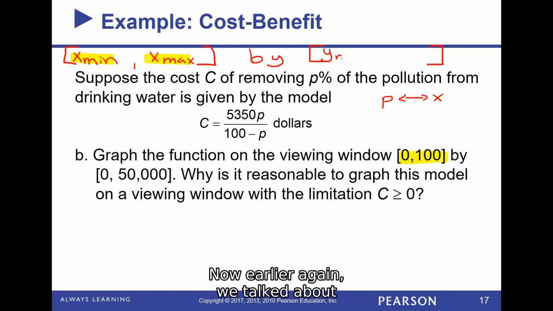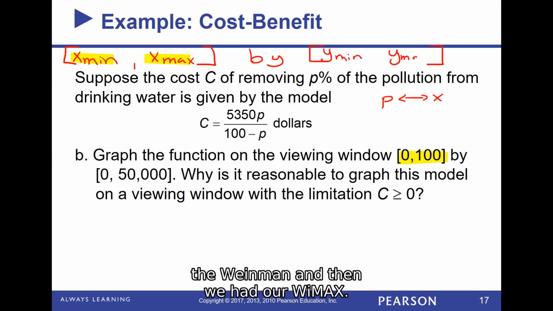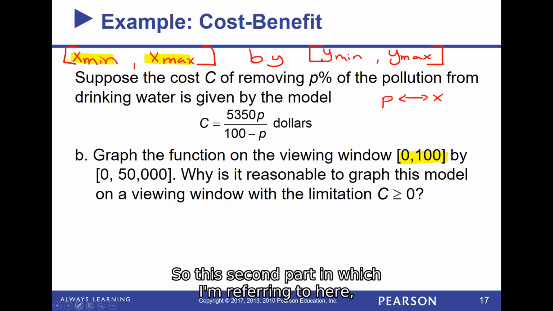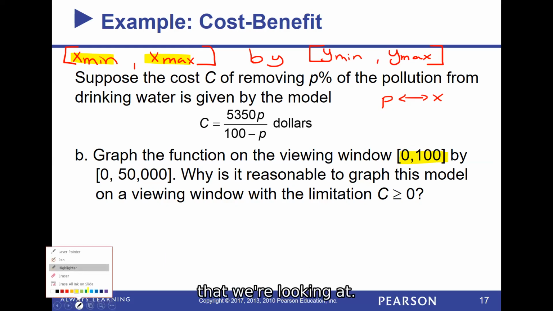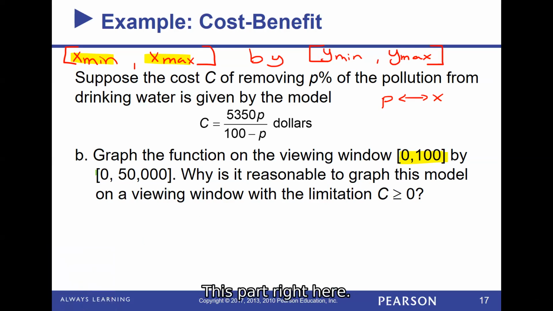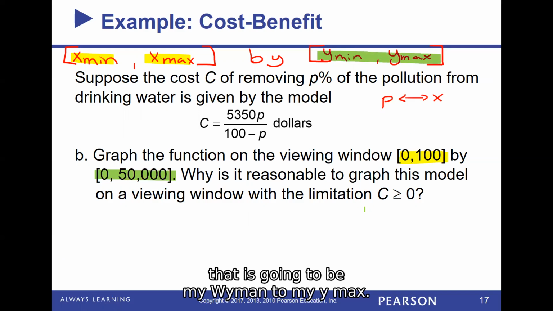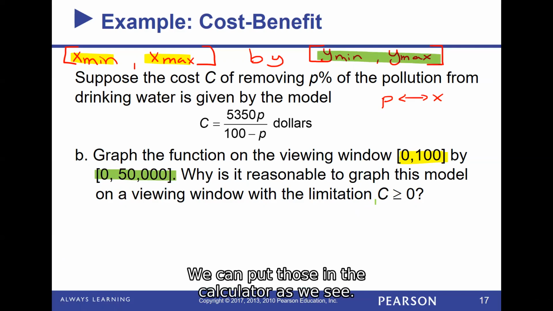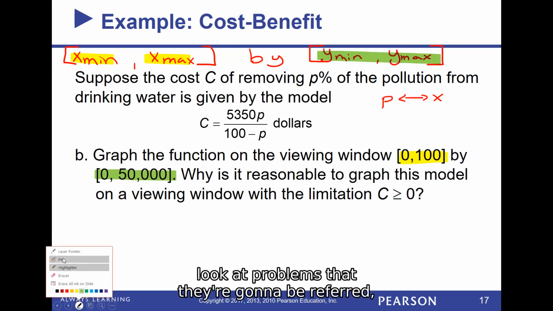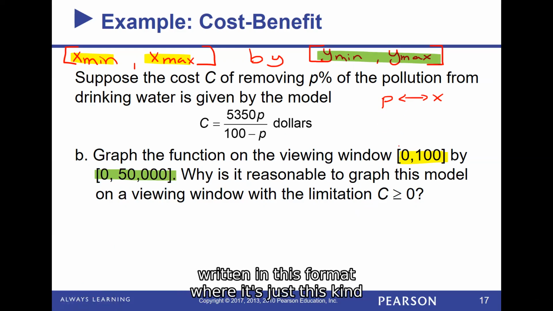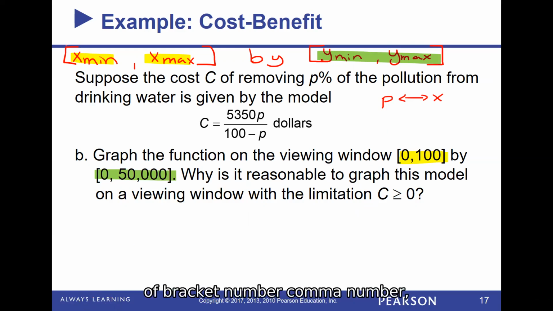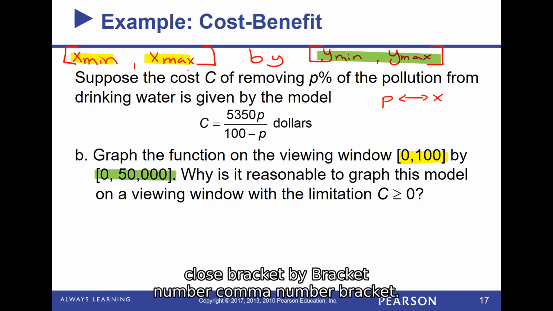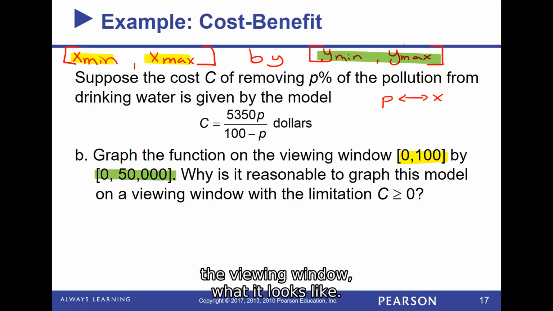Now, earlier again, we talked about the Y-min, and then we had our Y-max. So the second part that we're looking at, this part right here, the 0 to 5,000, is going to be my Y-min to my Y-max. And we can put those in the calculator as we see. It is more often that problems are written in this format: bracket, number, comma, number, close bracket, by, bracket, number, comma, number, bracket. That's normally what the viewing window looks like.